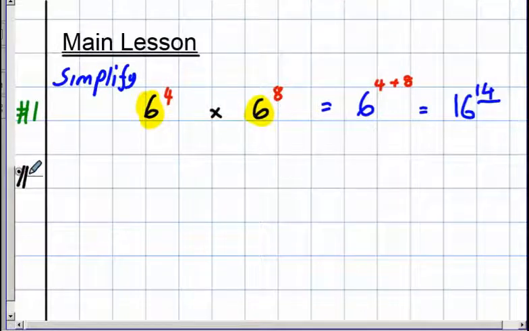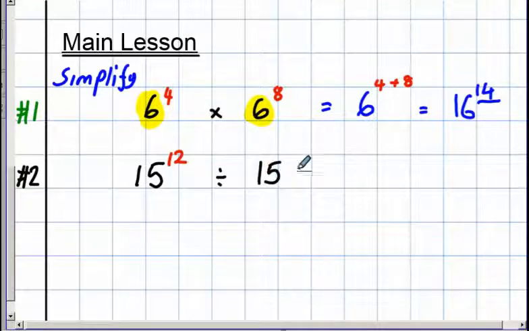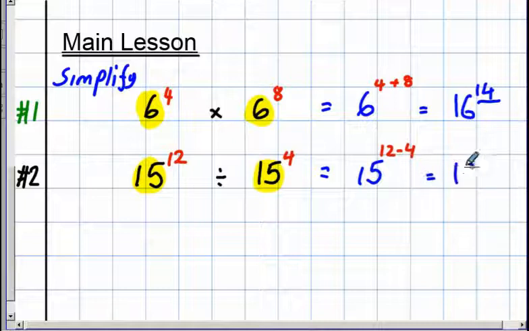Example 2. Now, when we multiplied, we added the powers. What about when we divide? Here you go. 15 to the power of 12 divided by 15 to the power of 4. When we divide, and this also has to be true, and the bases are the same, then you subtract. So the simplified version of that is going to be 15 to the power of 12, take away 4. That is 15 to the power of 8.